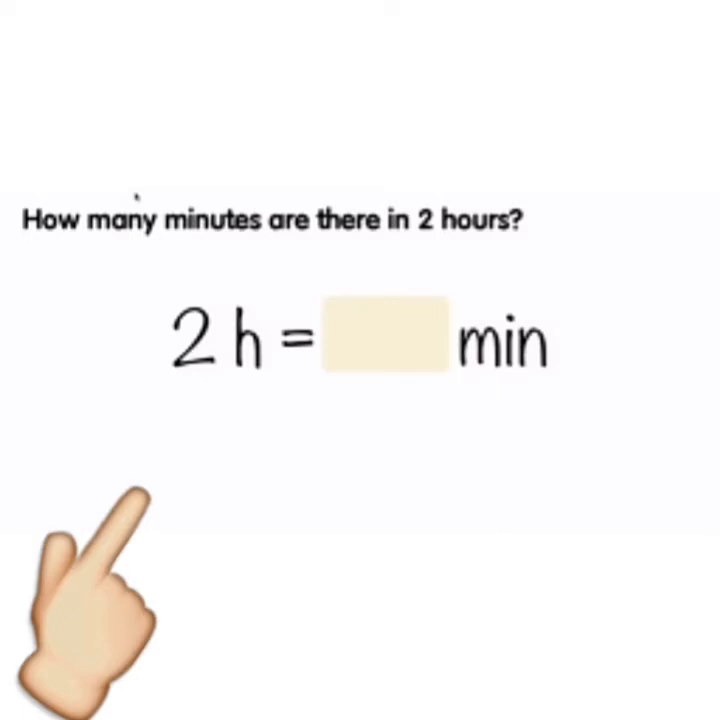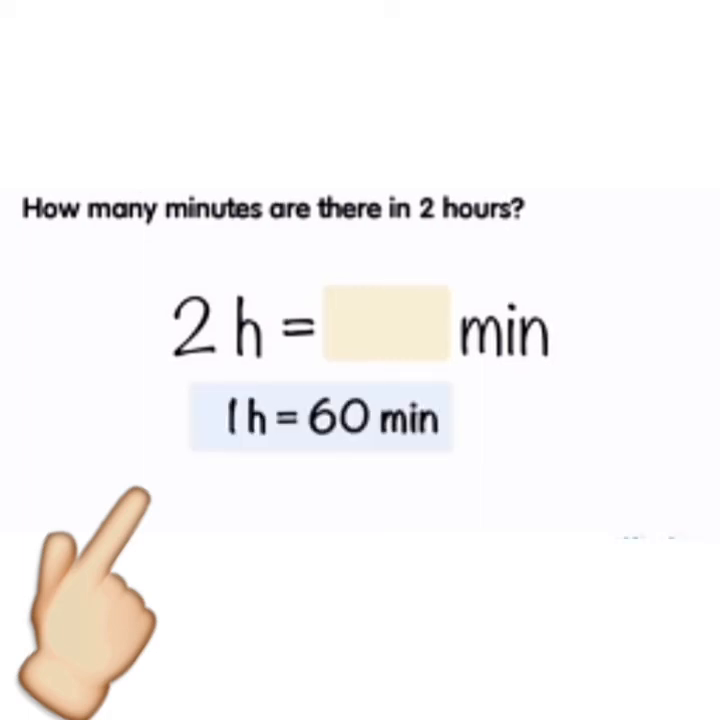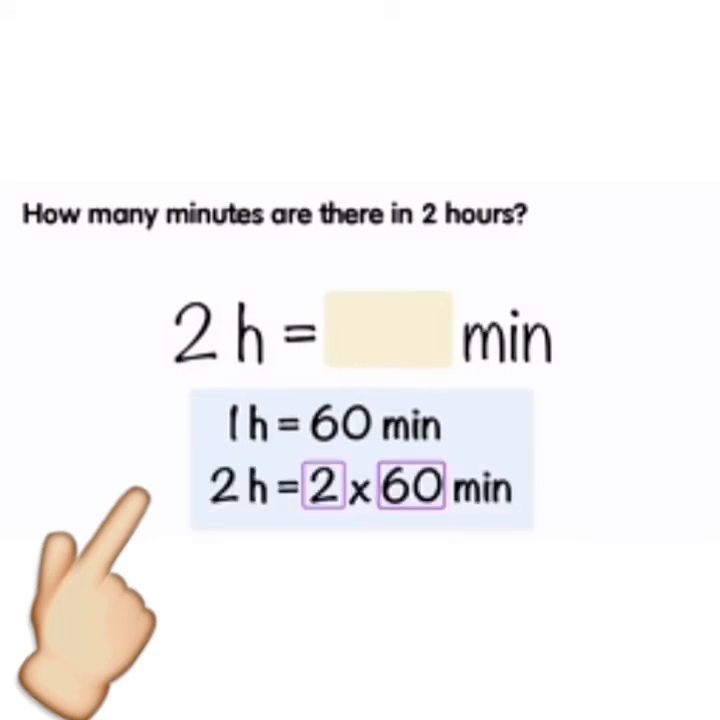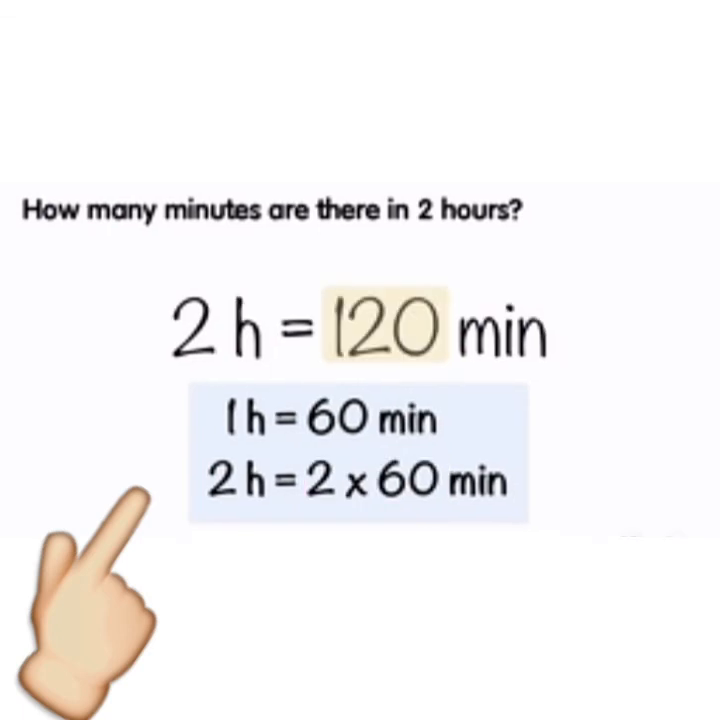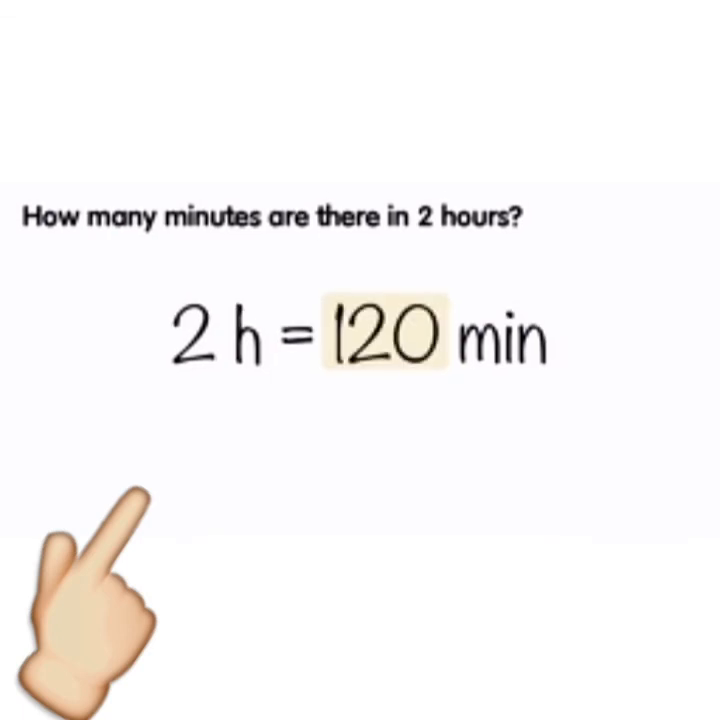Now we take some examples. How many minutes are there in 2 hours? Firstly, students, remember 1 hour equals how many minutes? 1 hour equals 60 minutes. Now we move from hours to minutes, so we multiply by 60. Like you can see, 2 multiplied by 60, you will get 120 minutes. So we can say 2 hours equals 120 minutes.